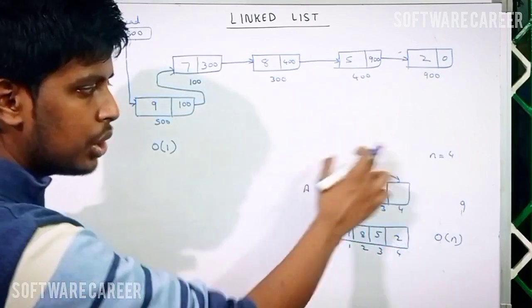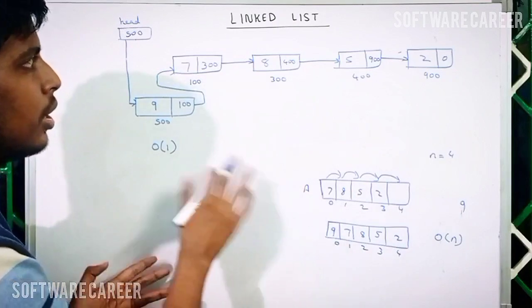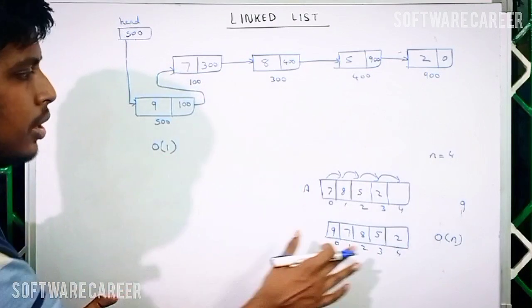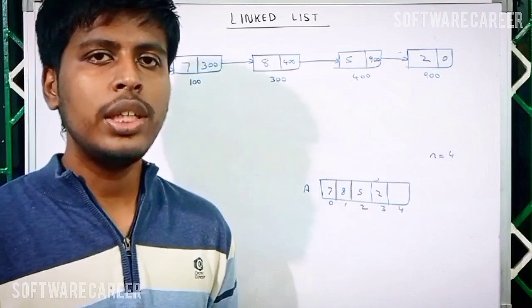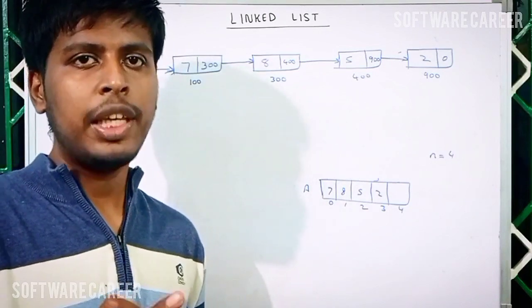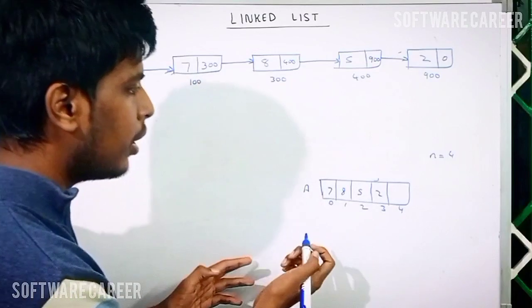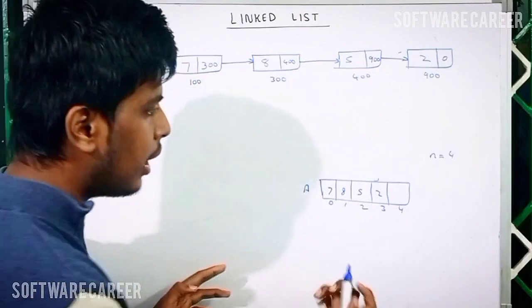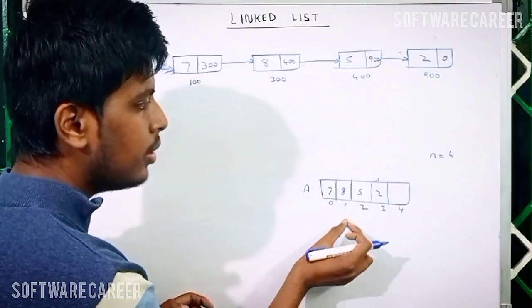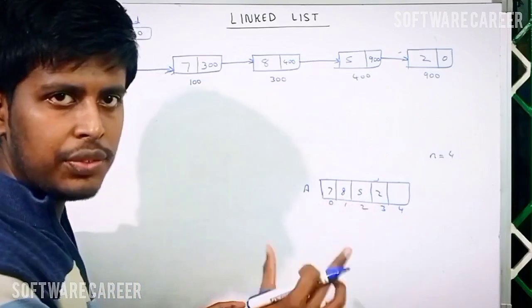All the n elements you should move one step forward. This is the difference between linked list and array. Now let's see the time complexity, the time taken for accessing an element in an array and a linked list. See, now what is accessing an element? Accessing an element means you should get the element which is present at a given index.